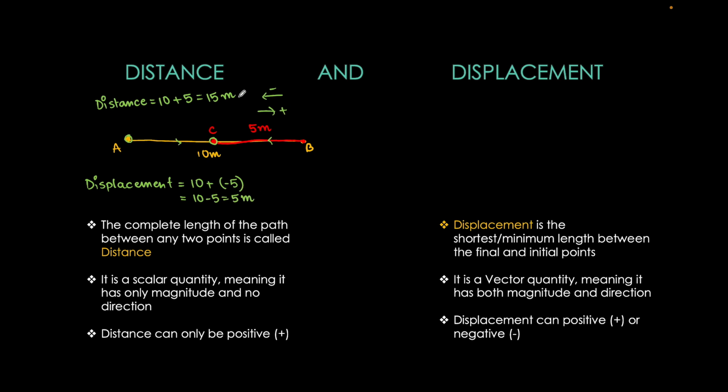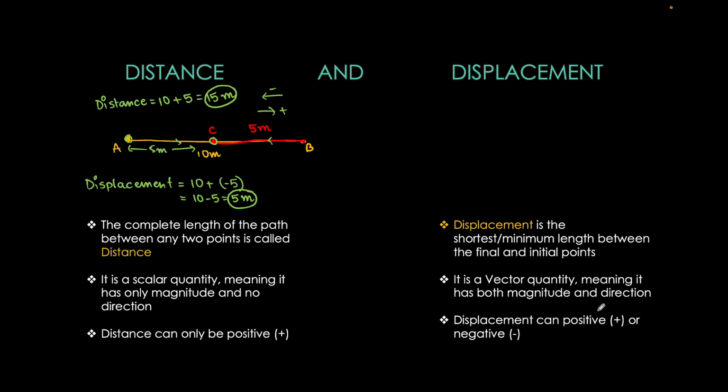You see the difference between distance and displacement? Distance is the total path taken, which is 15 meter. But displacement is basically how much you have moved from your initial point, which is 5 meter. Because the person has stopped at C, he started from A. So the distance between A and C is only 5 meter, which is the displacement, right?